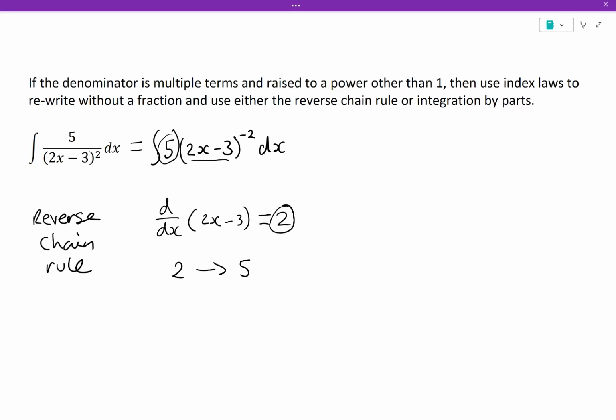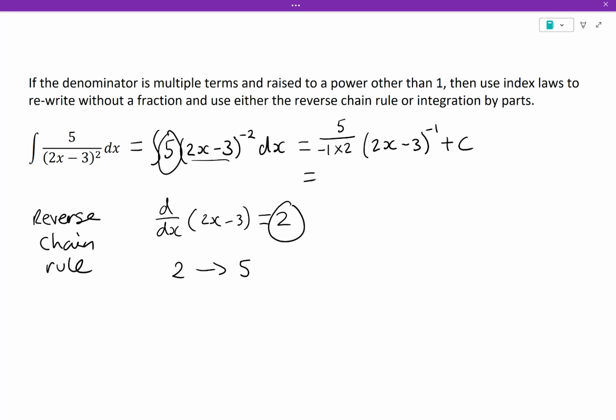So when we do our reverse chain rule, our bracket stays the same. We add 1 to the power, so that's going to give us negative 1. And then that 5 that was in front, we are going to divide it by our new power negative 1, and then also by the derivative of the bracket. So the derivative of the bracket is the 2 here. So I'm going to times by 2 in the denominator to indicate we're also dividing by 2. Then we can write out our final correct answer. So let's just put the plus c in.